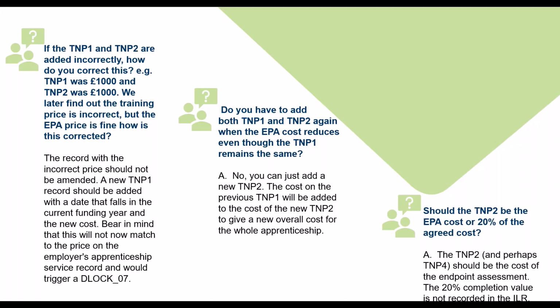Okay, and the last question. Should the TNP2 be the EPA cost or the 20% of the agreed cost? TNP2 and perhaps TNP4 should be the cost of endpoint assessment. The 20% completion payment that you're paid is not explicitly recorded by you in the ILR. We calculate it.